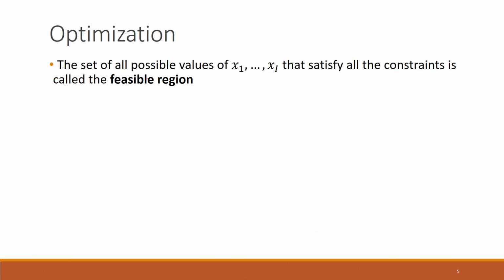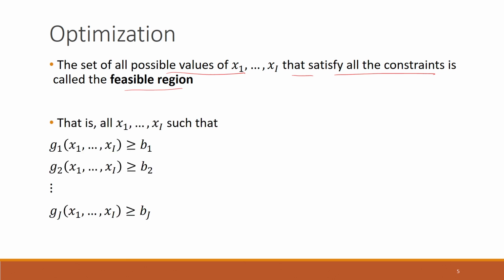The set of all the possible values of x1 till xI that satisfy all the constraints is called the feasible region. So, this also we know. If we have capital I decision variables, then all the possible values that these decision variables take and that satisfy all of these constraints are called the feasible region. This is one way of representing the feasible region for a general optimization problem, specifically a continuous optimization problem.